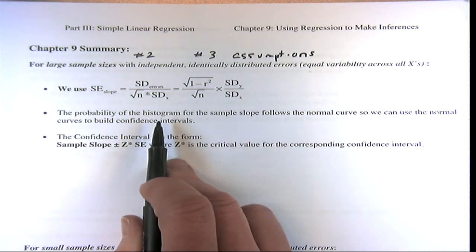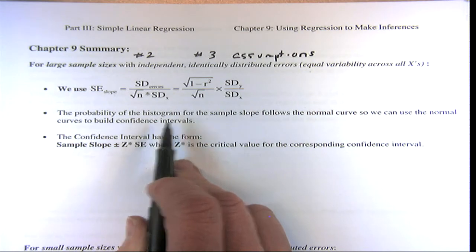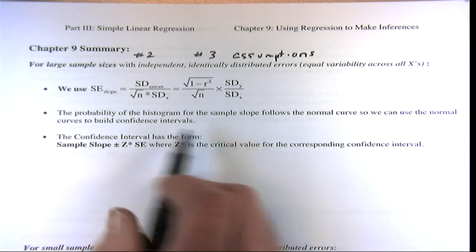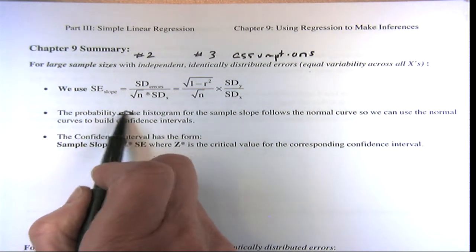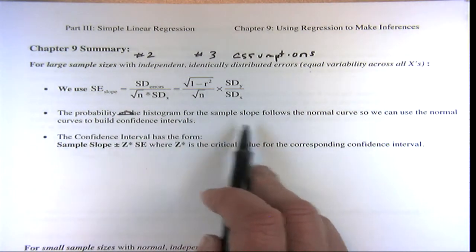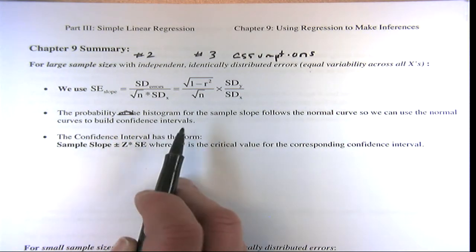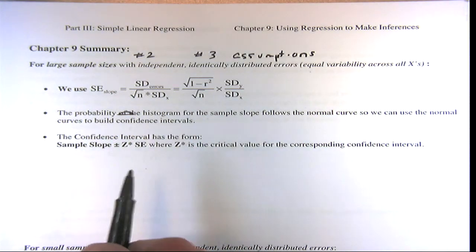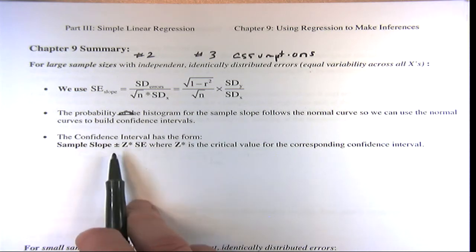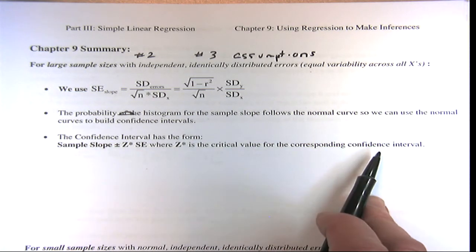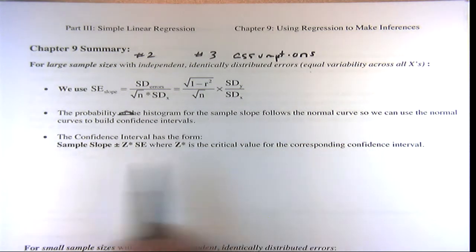And the probability histogram for the sample slope follows a normal curve, so we can use the normal curves to build confidence intervals. All right, and here's how we do that, using the critical values of z based on the normal curve that corresponds to whatever confidence level we're doing. I think we know that.